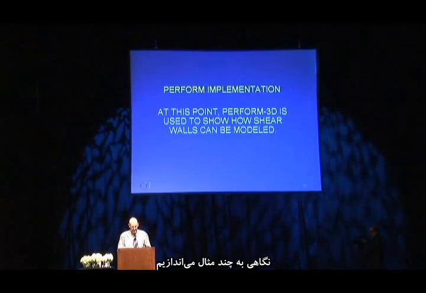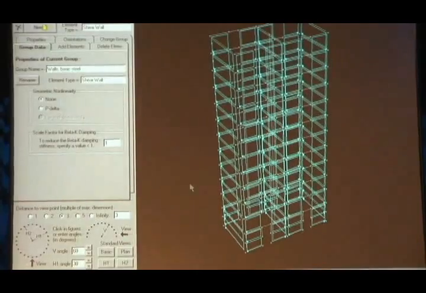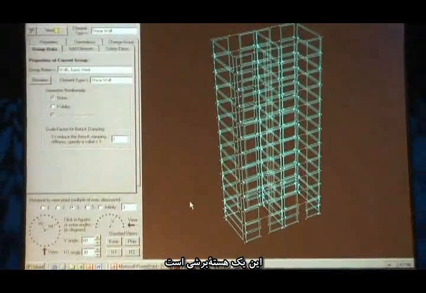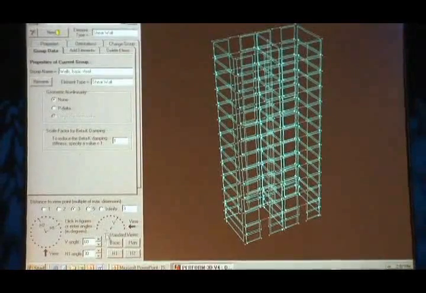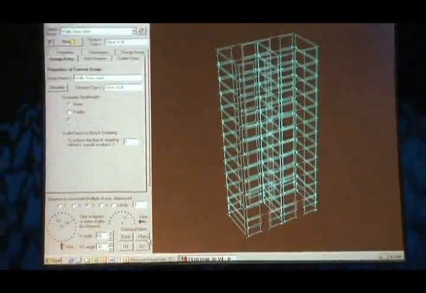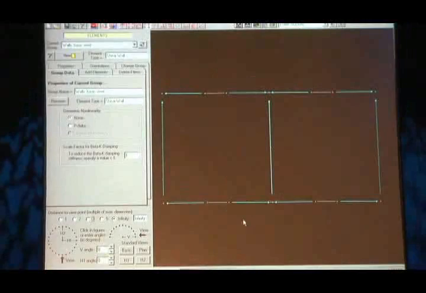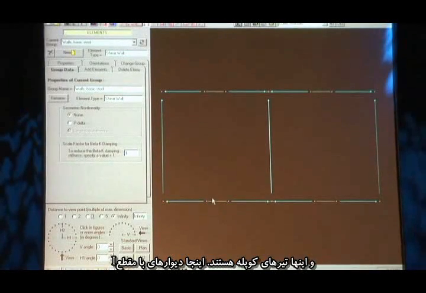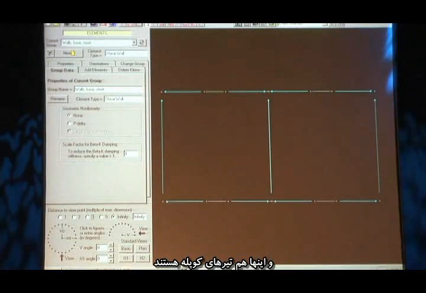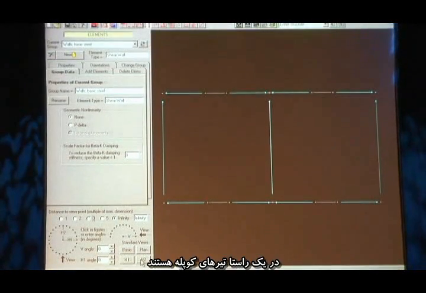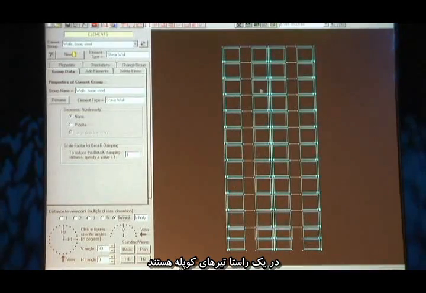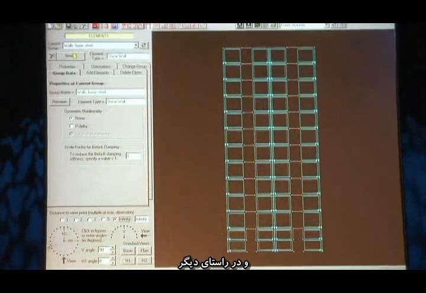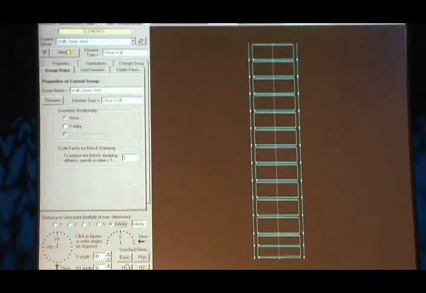So let's take a look at a couple of examples here. This is a shear core, it's basically a channel wall here. These are coupling beams, and then an I-section wall here, and these are coupling beams. So it looks like this in one direction, where these are all the coupling beams, and in the other direction it's a solid wall.